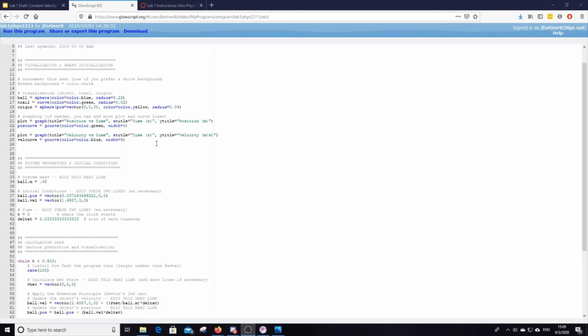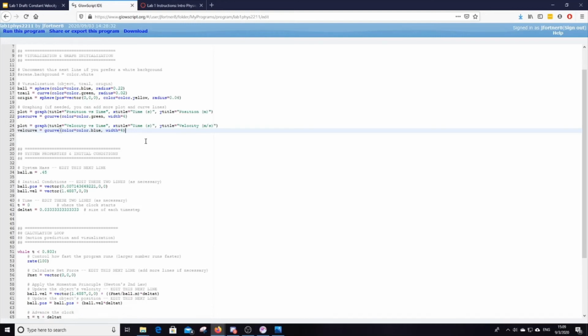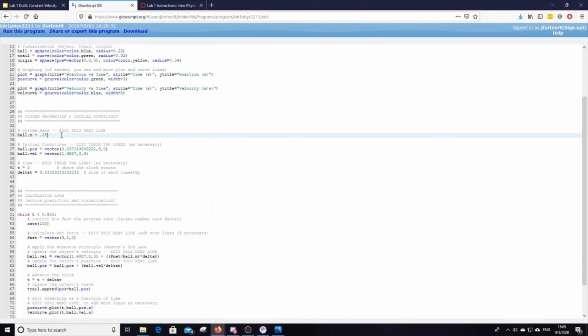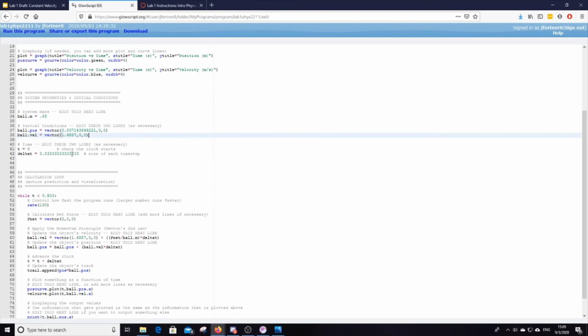There weren't too many changes that had to be made from the starter code, but I added a graph of the velocity here, just to reinforce the idea that velocity is constant throughout the experiment. I updated the ball's mass, even though it didn't really come into play in this one. These are my initial conditions in these two lines. I had my time step as close as possible to 0.03 with the 3 repeating in order to reflect the same time step in Tracker based on the frame rate of the camera.